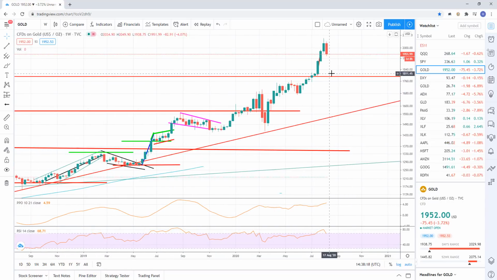But now I think we've got to come down and check it. So I think we check that, find some support, and we'll probably get a bounce off of that level. So I'll probably be looking to be a buyer down there, and it looks like we're heading down that way.